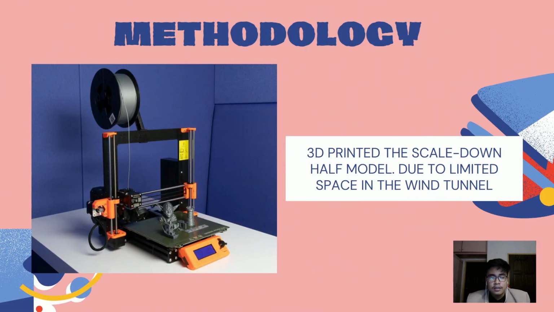Then the last methodology is the 3D printer. The 3D printer is used for the half model that we created in our CATIA.